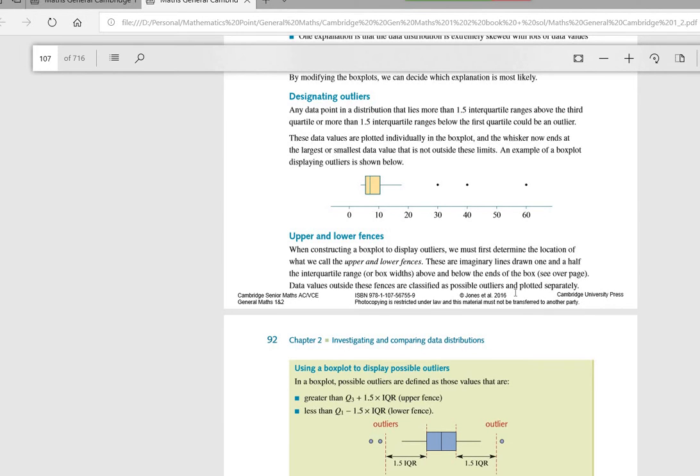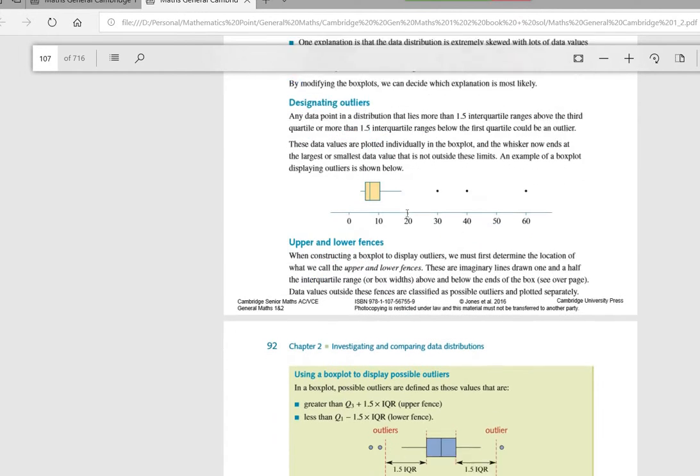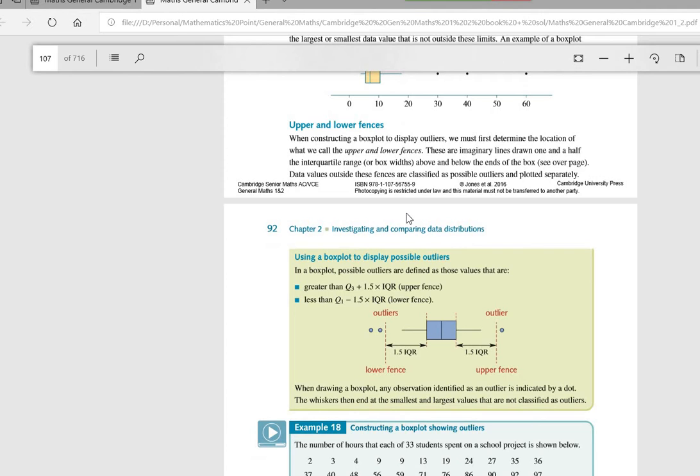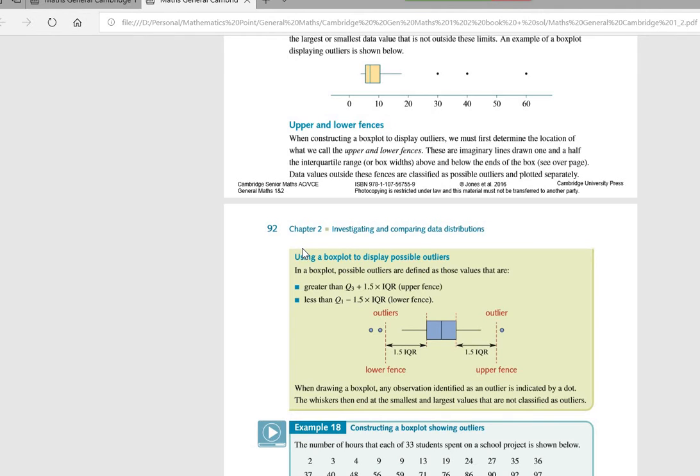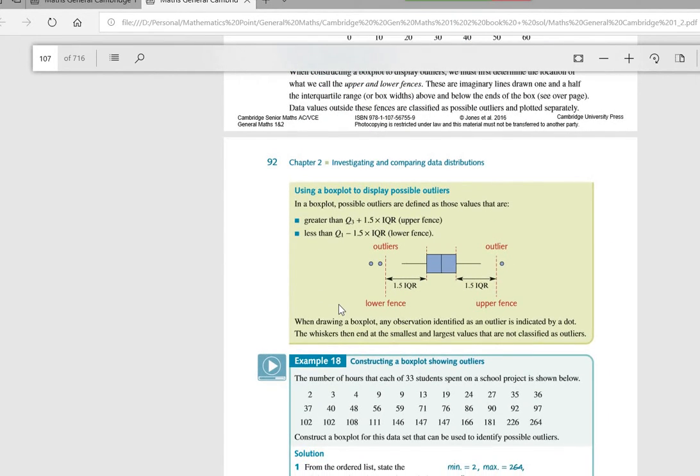Now, when it comes to box plots, there's something called outliers as well. But in order to find the outliers, we need to calculate the upper and the lower fences. Now, what is the upper fence and what is the lower fence? If you see here on page number 92, the upper fence is Q3 plus 1.5 times the IQR, and your lower fence is Q1 minus 1.5 times the IQR.